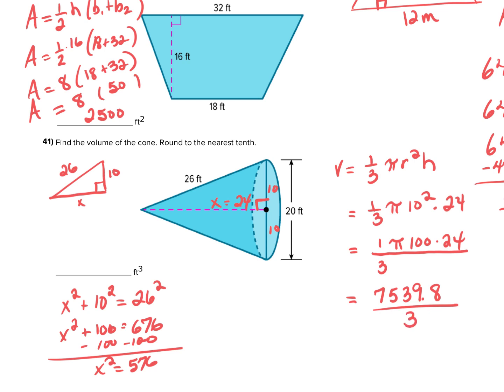And then my last step would be to divide by 3. And I get 2,513.27. Okay, and again, if you use 3.14, that's absolutely accurate. You're not going to get an answer too far off from mine. Both would absolutely be correct.